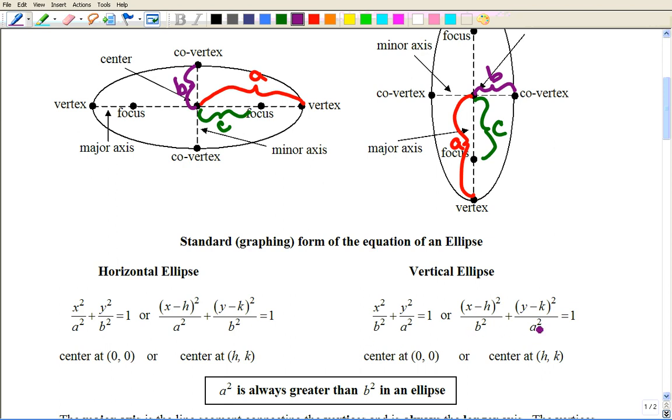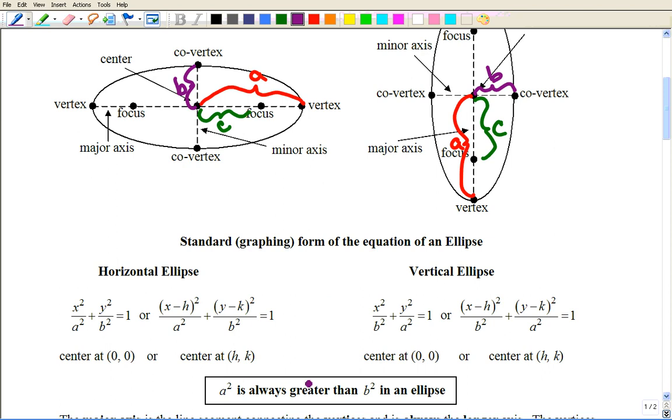So the a squared and the b squared switched. So if you're looking at an equation and this had been filled in with numbers, how do you figure out if it's horizontal or vertical? Well, you just have to look for the bigger number. If the bigger number is first, that's the a squared, so that would mean it's horizontal. But if the smaller number is first, and then you have a bigger number second, the b squared, then that would mean it's vertical. Otherwise, the equations are the same.